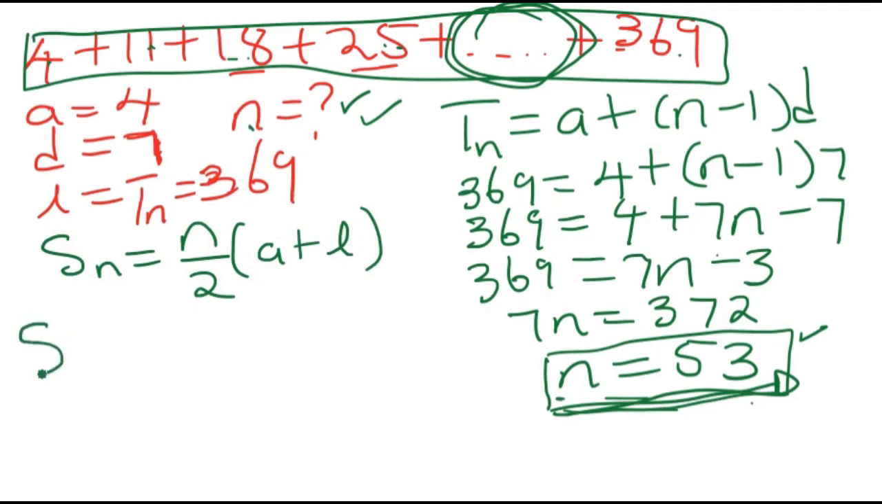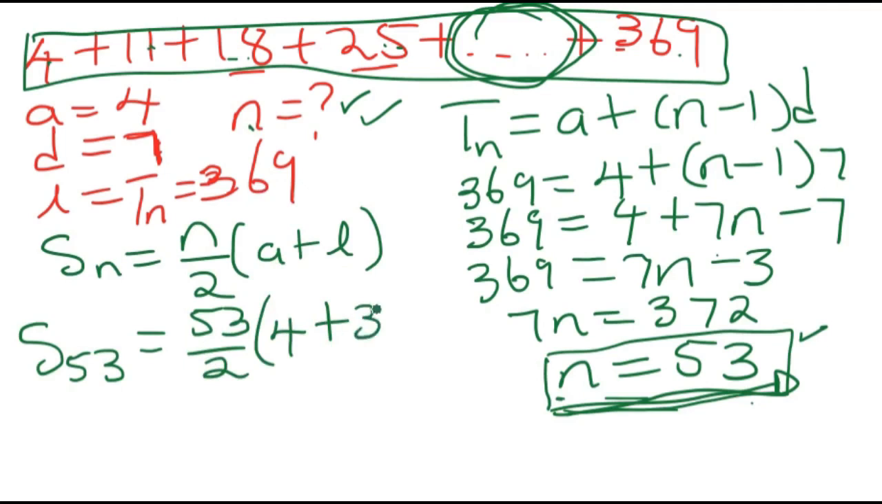So we will say sum of the 53 is equal to what? 53 divided by 2, open bracket. What is our A? Our A is 4 plus, what is our last term? Our last term there is 369, close bracket.